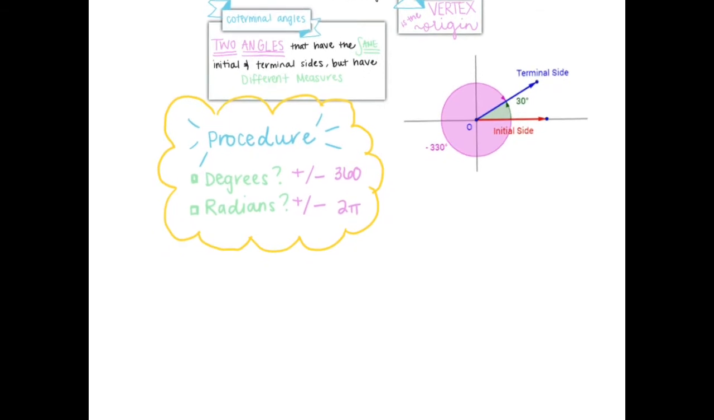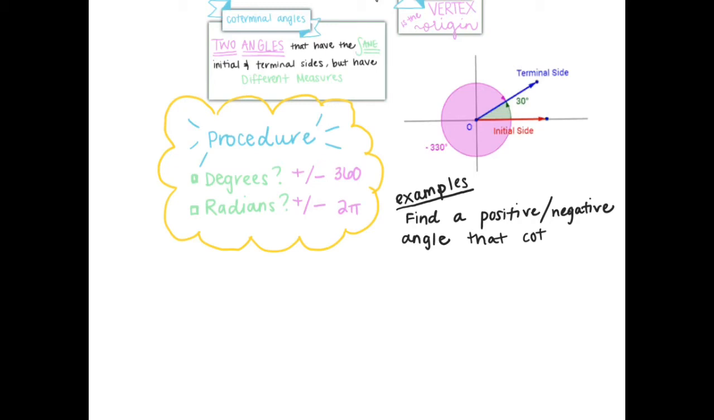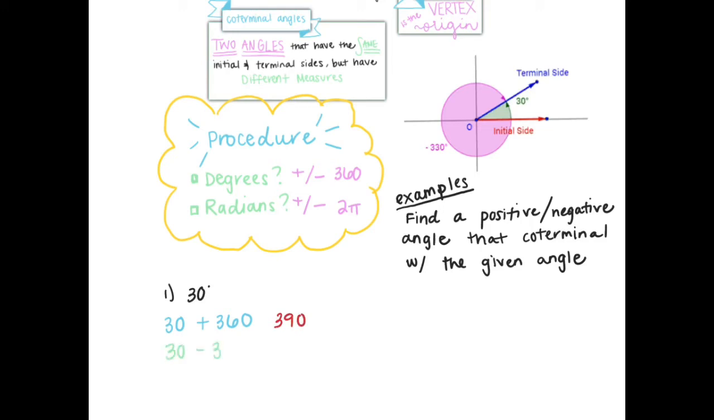Our directions for a couple of examples that I would like to show you are to find a positive and negative angle that are coterminal with the given angle. When you go to find these two angles, the first thing you have to ask yourself is, am I given a degree or a radian? And then add or subtract the appropriate measurement. The first example that I would like to consider is 30 degrees. Take 30, add 360, as well as subtract 360. You should get 390 and negative 330.